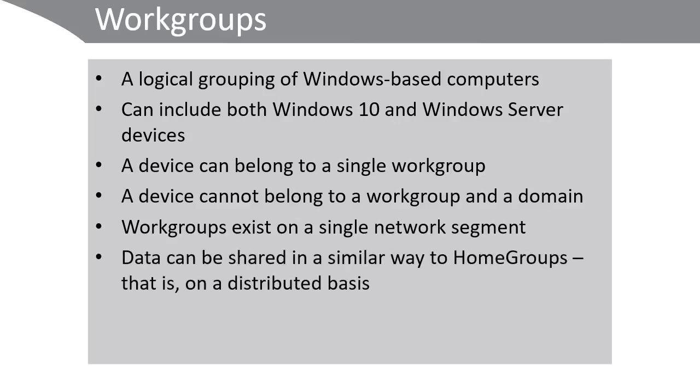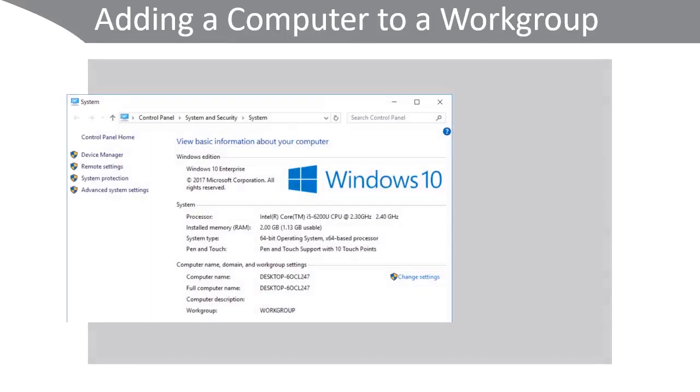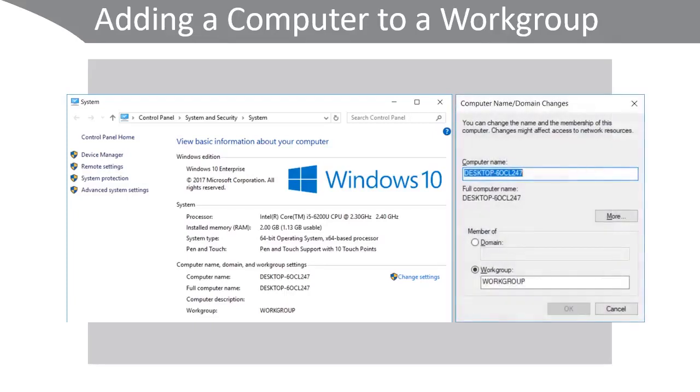Data can be shared in a similar way to home groups, that's on a distributed basis. To add a computer to a workgroup, open up the System Properties from Control Panel and then click Change Settings under the Computer Name, Domain and Workgroup Settings heading. In the Computer Name Domain Changes dialog box, under the Member Of heading, click the Workgroup button and then enter the name of the workgroup and click OK.